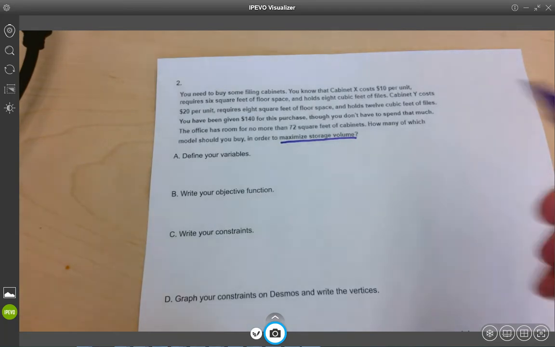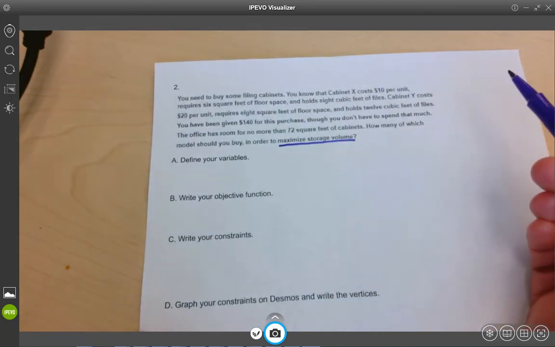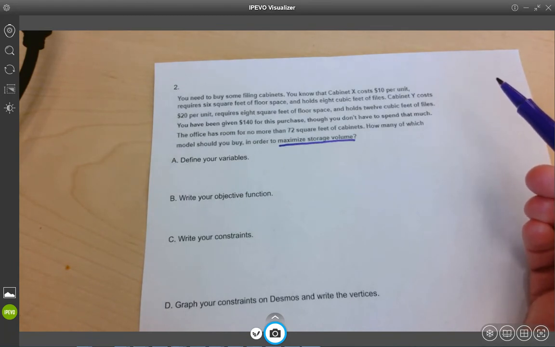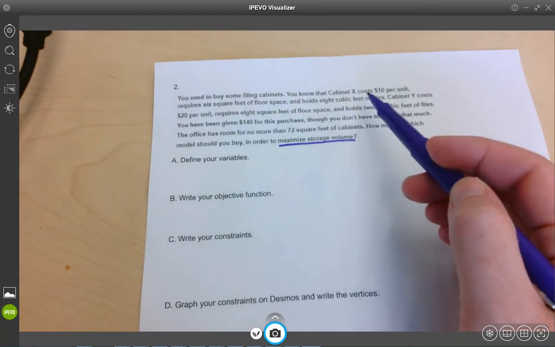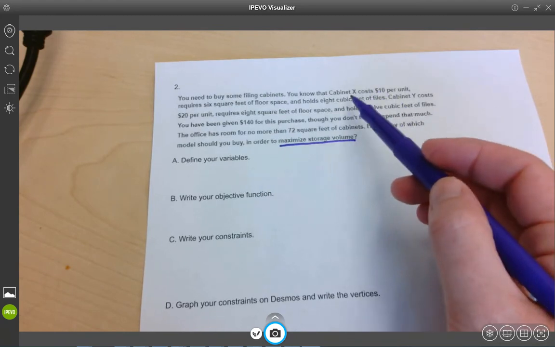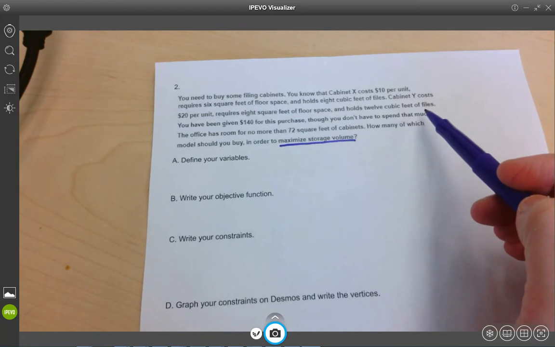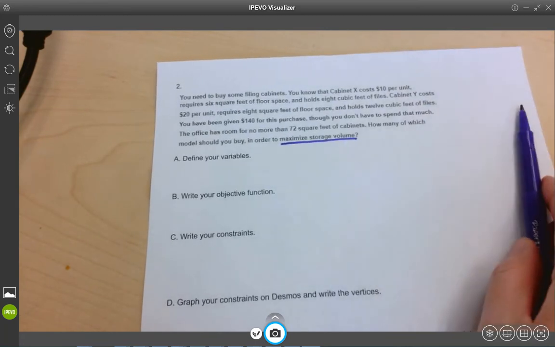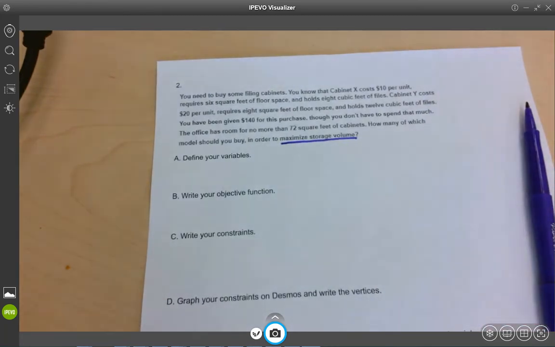All right, and we want to know how many of each model. What are the models called? They don't have exciting names, right? What are they called? Cabinet X and Cabinet Y. So I'm going to pause for a minute while you define your variables.